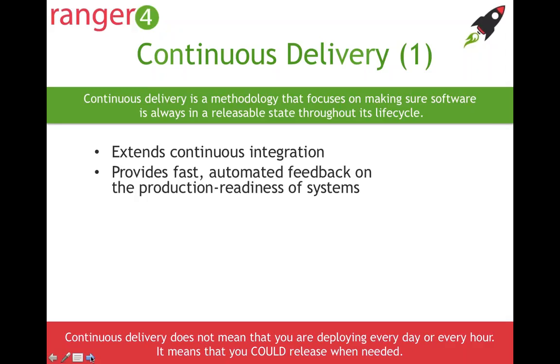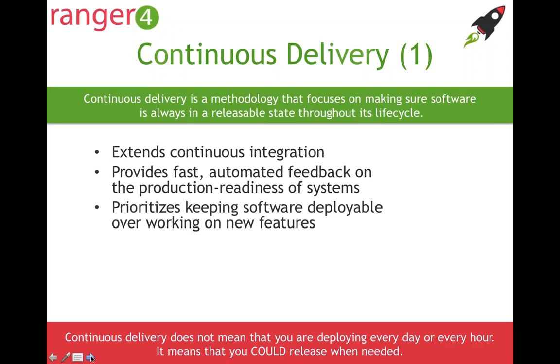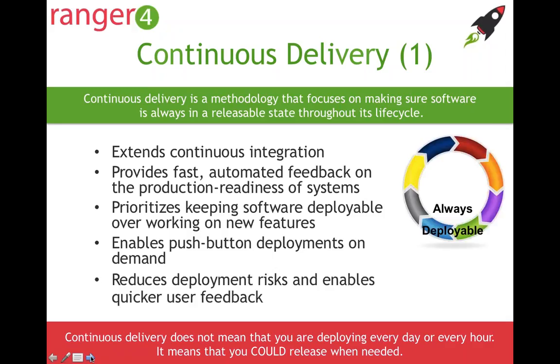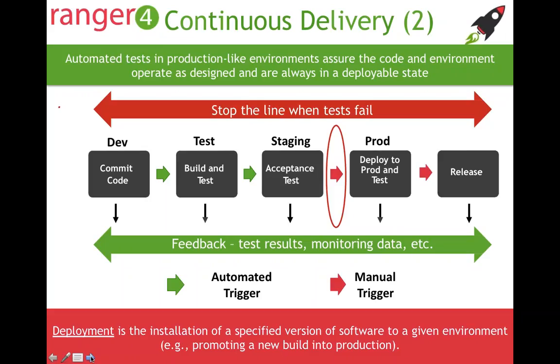So it's an extension of CI, or continuous integration, and it gives you this fast automated feedback on the production readiness of systems. And it prioritizes having that software available to release or available to deploy over having lots of new features. So it supports very much this incremental approach that we're trying to get to when we're doing Agile, and the velocity that we're trying to achieve when we're doing DevOps. You can see the last couple of comments there are really talking about it being the foundation for the next continuous we're going to look at after this one.